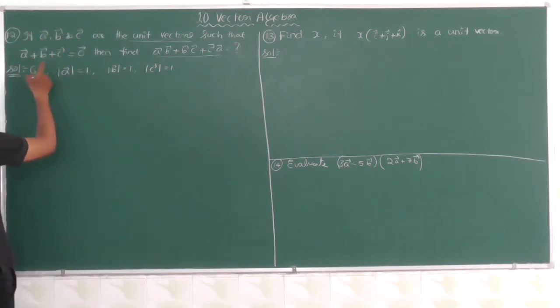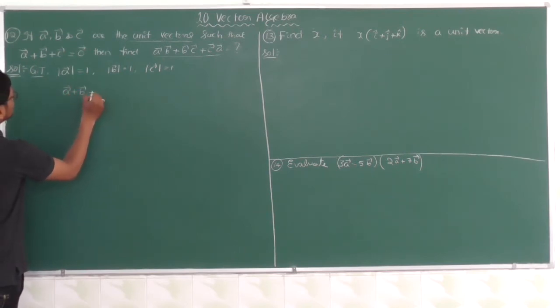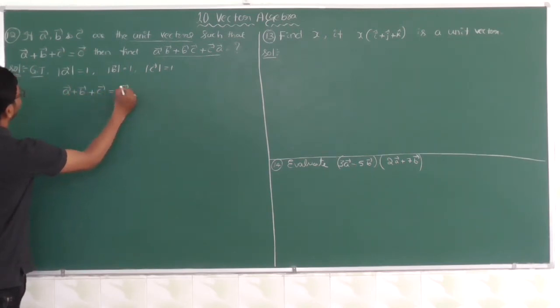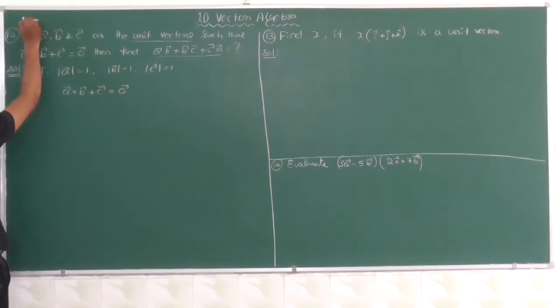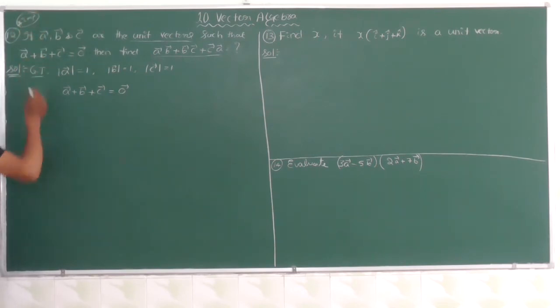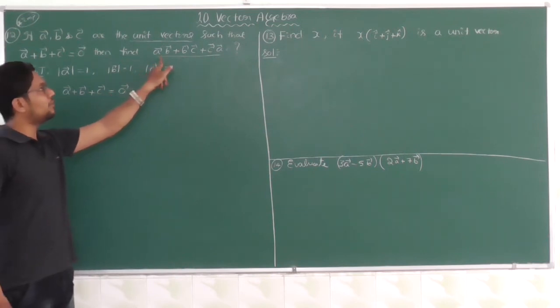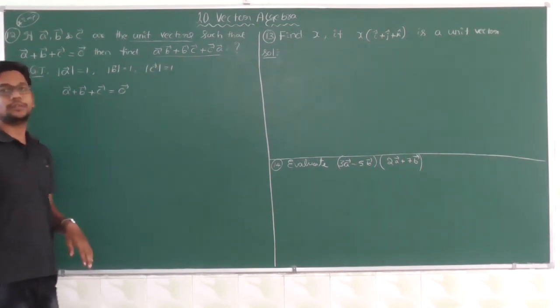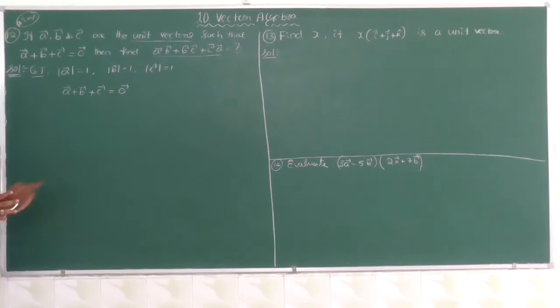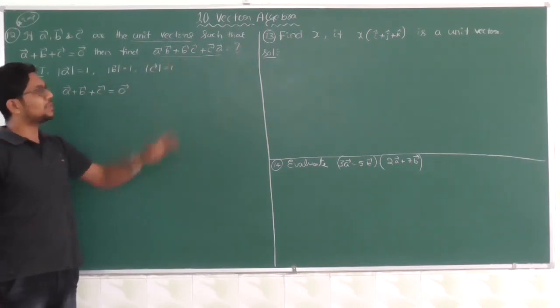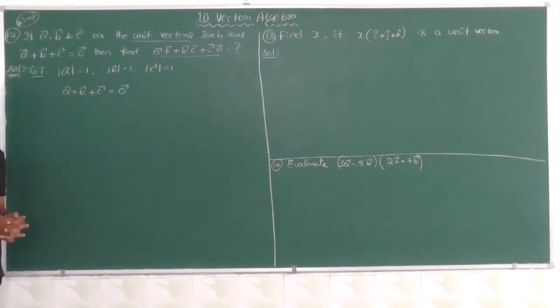Next, one more thing is given, that is A vector plus B vector plus C vector equals 0 vector. It is a question important for 2 marks. We mark it. In this, we have to find the value of AB plus BC plus CA. Think about how to find the value of AB plus BC plus CA from this.